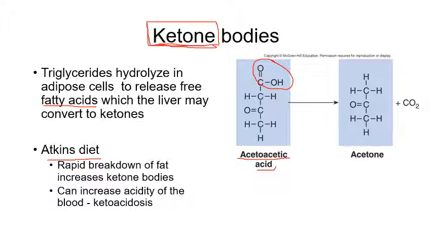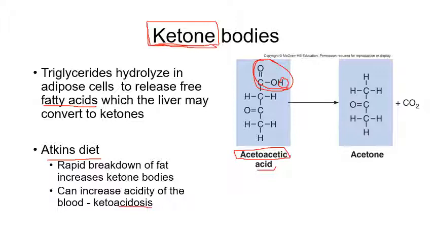Typically, you're not producing lots of ketones, but now with that rapid lipid breakdown, you've got lots of fatty acids and you're making ketones, which are organic acids. So this can be released in the blood. If you have more of this in the blood, your blood will become slightly more acidic. Okay? That's called ketoacidosis. That differs from acidosis.